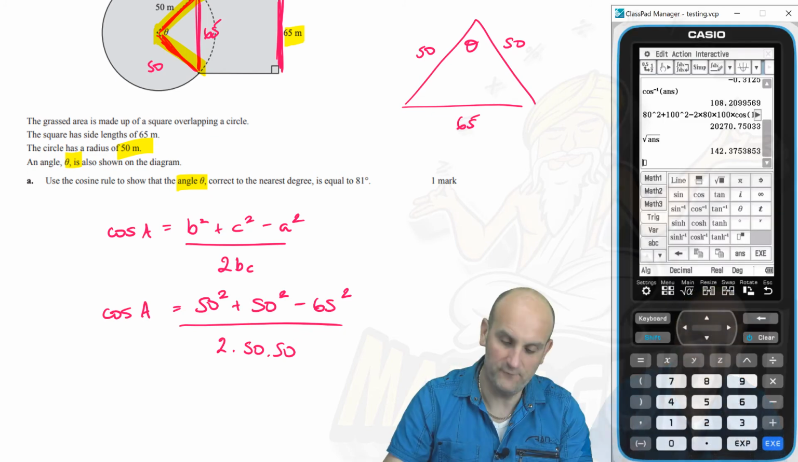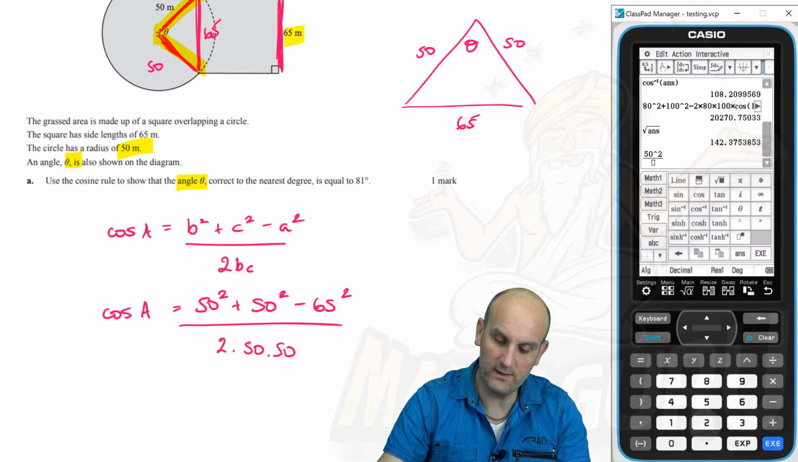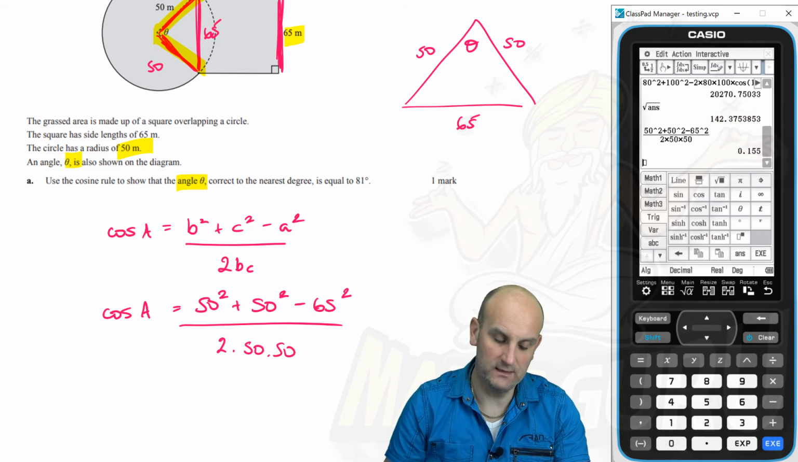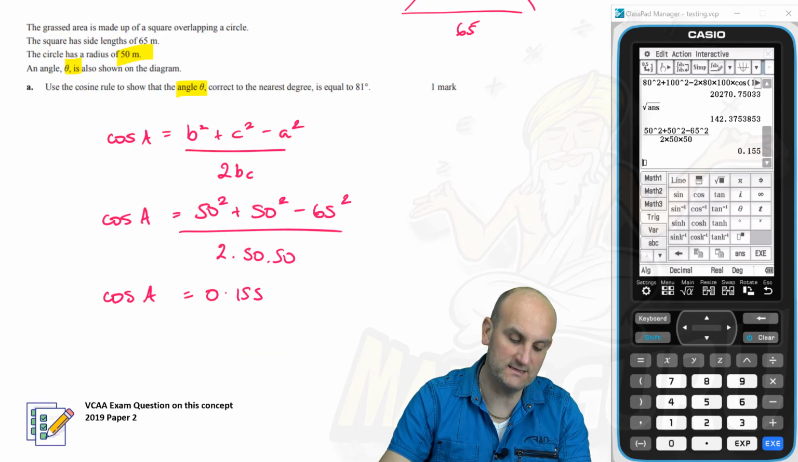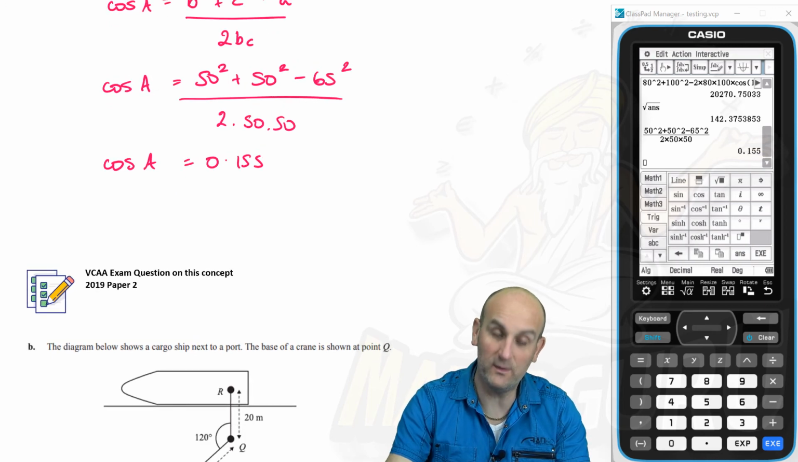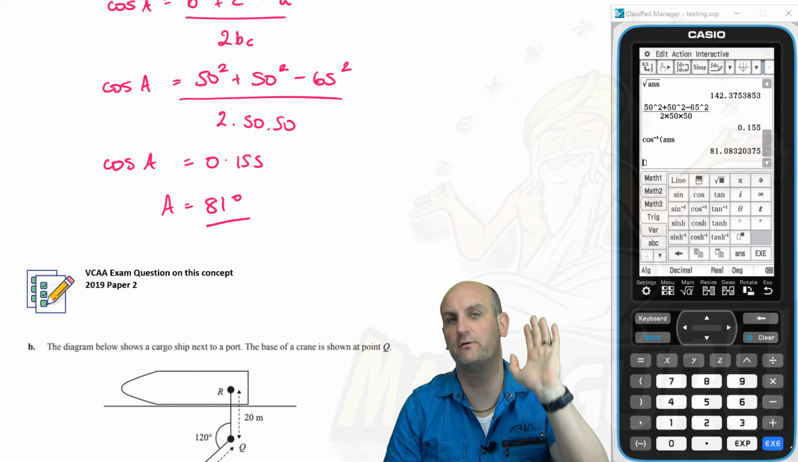Righty ho. Firing up my CAS calculator, let's do my little fraction button. 50 squared plus 50 squared minus 65 squared, and I'm going to divide that by 2 times 50 times 50. Hit enter, gives me an answer of 0.155. So there is my cosine of A, 0.155. How do I get my angle? I'm going to do the cosine to the minus 1 of my answer. Hit execute, and that gives me, therefore, that A is equal to 81 degrees to the nearest degree, and fist bump.